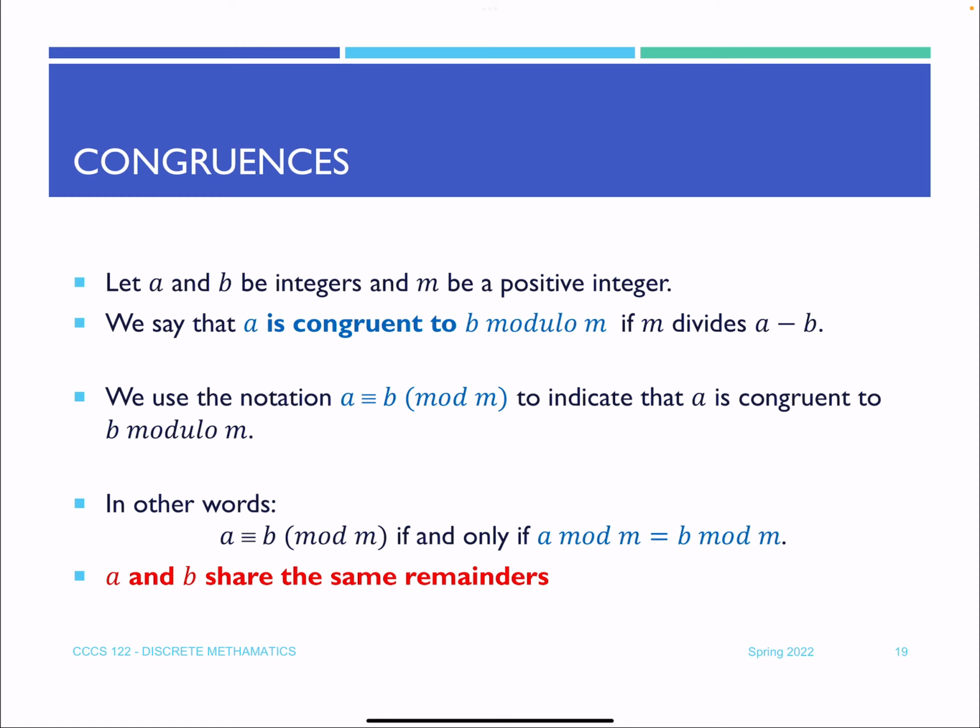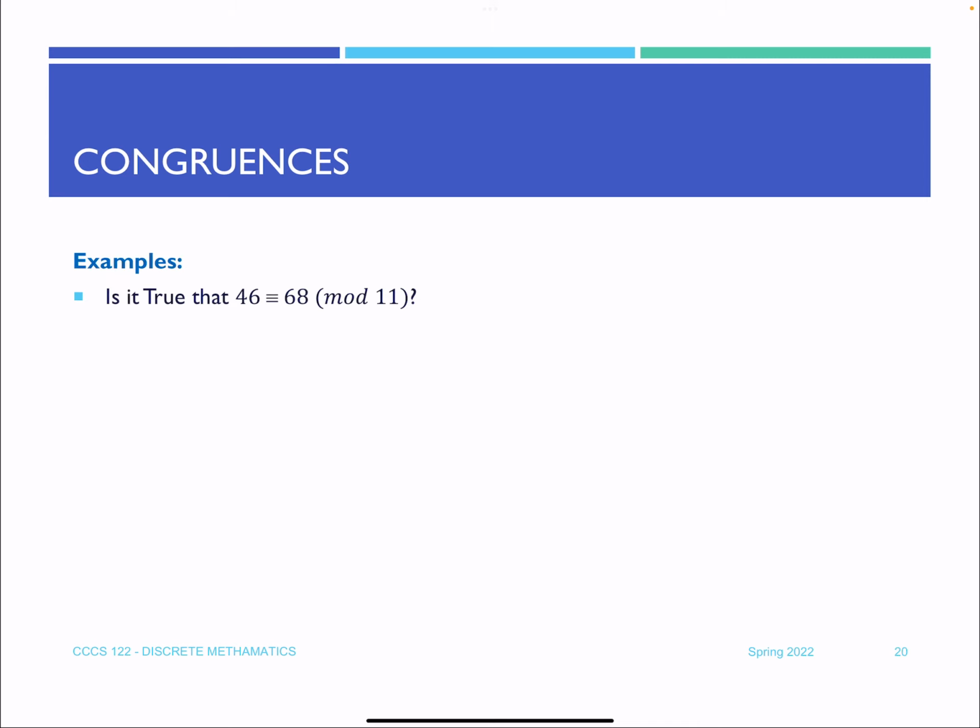So we have new notation for that. This is how you would write it in English, of course, but the way to write that is like this. And you read that as a is congruent to b modulo m. So in other words, a is congruent to b mod m if and only if a mod m is equal to b mod m, which means that a and b have the same remainders when divided by m. Here are some examples of that.